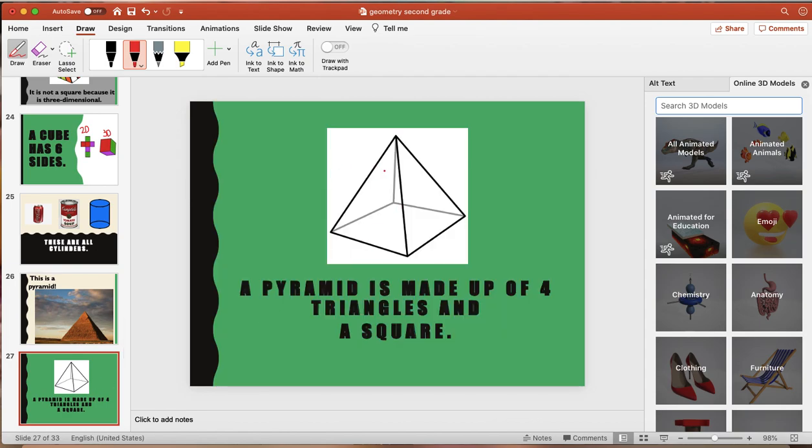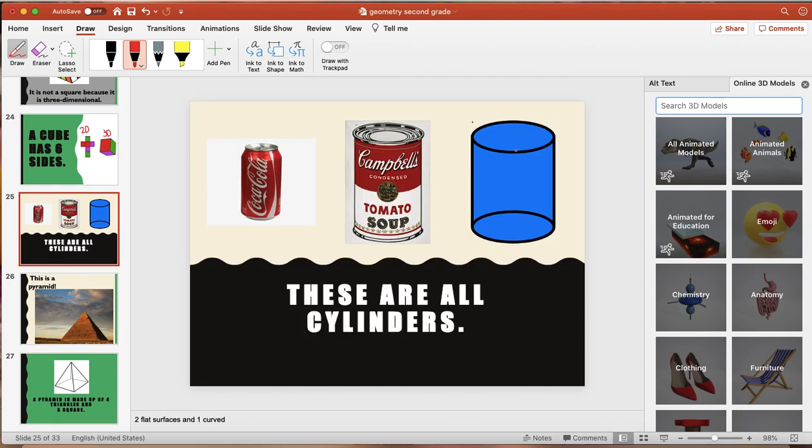So a pyramid is made up of 4 triangles and a square. So we have our 1, 2 back here, and then we have this one on the side and this one on the side, 4 triangles, and then we have our square down at the bottom. So that's what makes up our pyramid. And our cylinder is made up of 2 circles, and it kind of looks like a rectangle. However, it's not a true rectangle because this and this is curved.